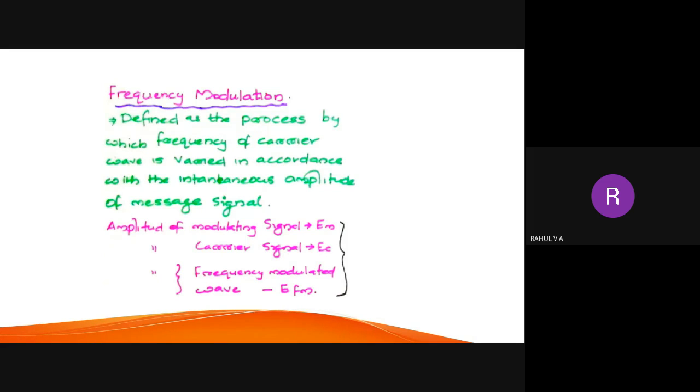Okay, so again, we will continue with the topic modulation. So far we have completed amplitude modulation and then we have started frequency modulation. Now we will again start with the frequency modulation definition. What was the definition of frequency modulation? It is defined as a process by which frequency of carrier wave is varied in accordance with instantaneous value of message signal. The definition is the same for both frequency and amplitude modulation, but the only difference is here frequency is written, there it is amplitude.